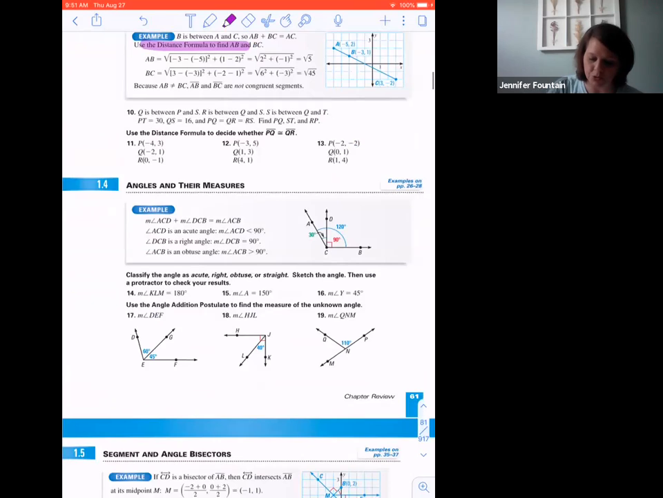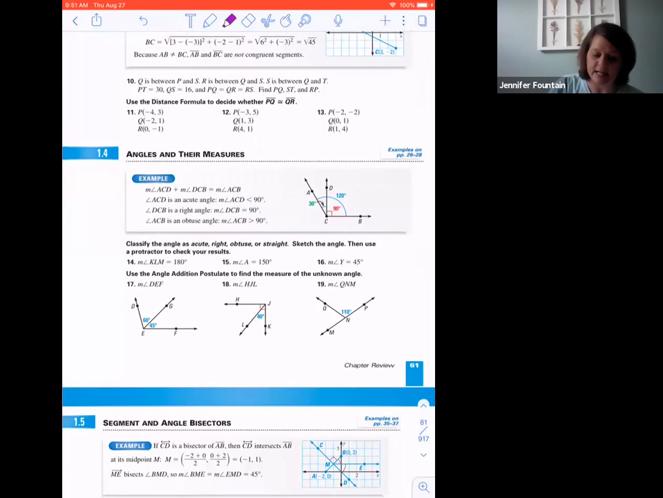Angles and their measures. Understanding that, let's see, I was trying to see if it says 1.4, okay. This right here is going to go along with our angle addition postulate.